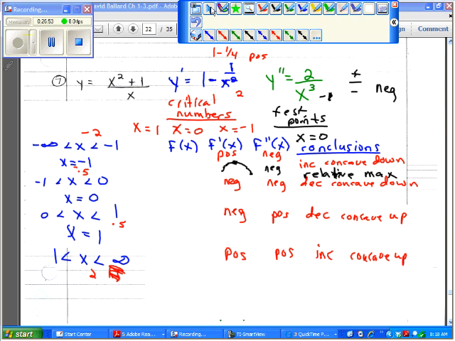Okay, now we can do the second derivative test on our second critical number, x equals 0. If I were to put in a 0 in the second derivative, I would get an undefined. So the test fails, therefore there's not a relative max or min. It did change concavity, but it was an undefined situation, which means that there's an asymptote there, which we can look back at our asymptote stuff and say, where was there a vertical asymptote? At x equals 0. So we know that there's a vertical asymptote there.